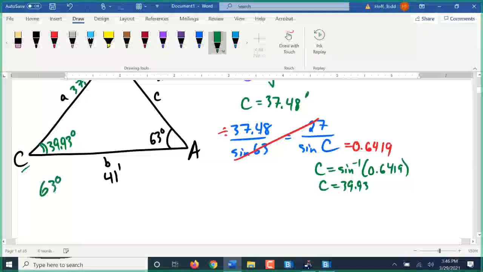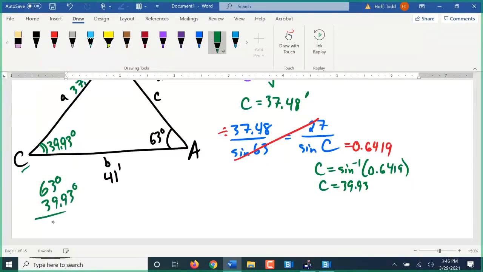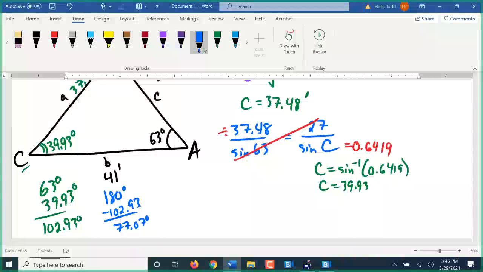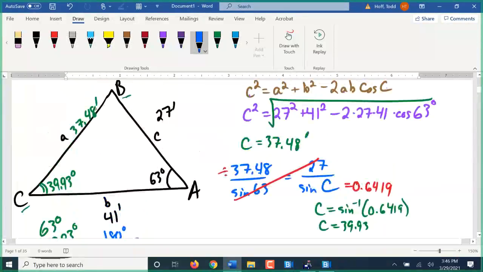Add together the 63 and the 39.93. You get 102.93 degrees. And back from 180. Good. 77.07 degrees. And I think we can find side B now going back to our law of sines, right? Good with that?